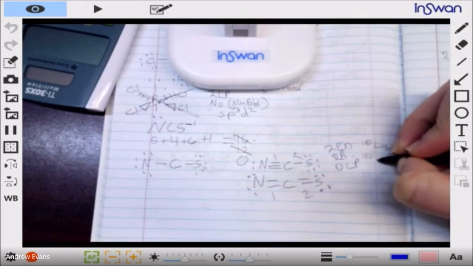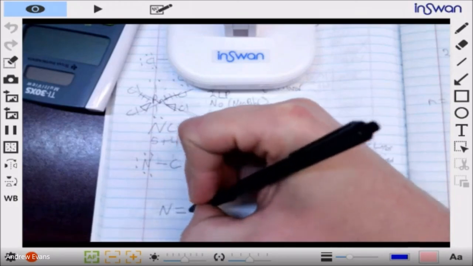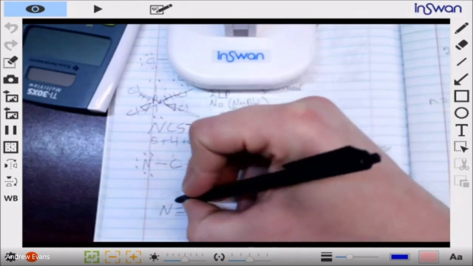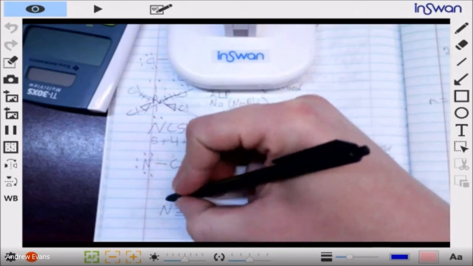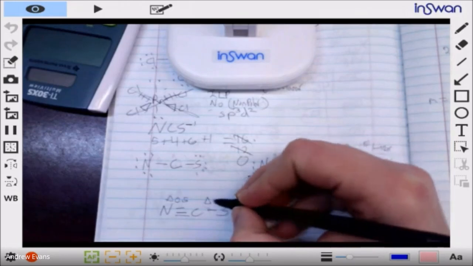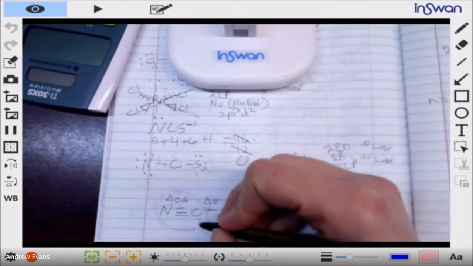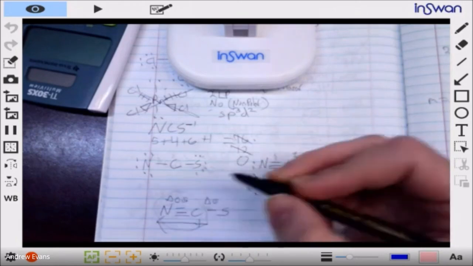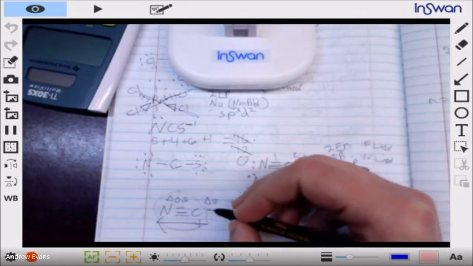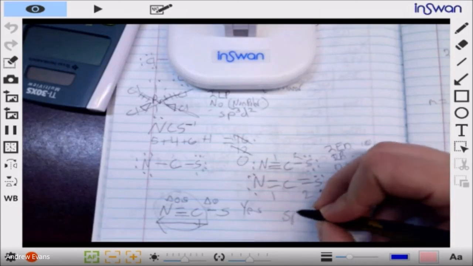But the question is, is it polar? Well, it doesn't really matter how we draw this, N and S. This difference is 0.5. This difference is 0. So is this polar? Yes, the nitrogen and carbon is polar. So it's going to pull towards the nitrogen. So is it polar? Yes. What is the hybridization on the carbon? 2 electron domains. It is sp hybridized.